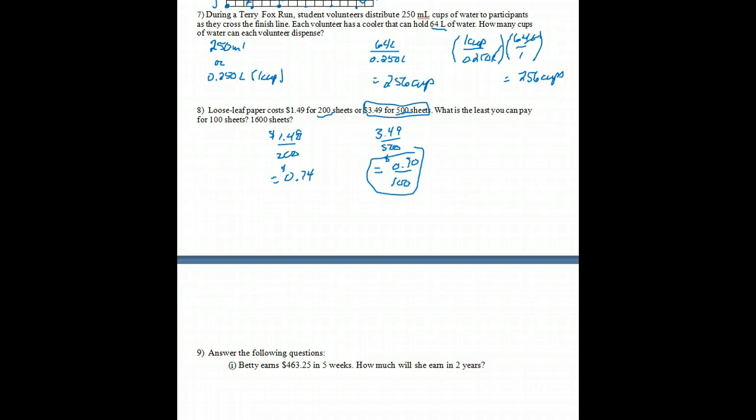And for 1600 sheets, well, this is a cost for groups of 100. So you would take your answer here, multiply it by 16, and take this answer, multiply it by 16 for 1600. So the cost would work out to $11.84 for 1600 sheets. And over here, the cost will be $11.20.